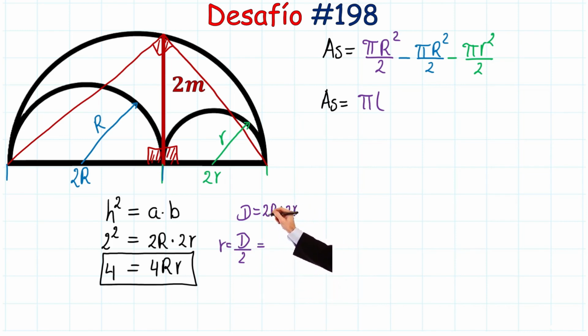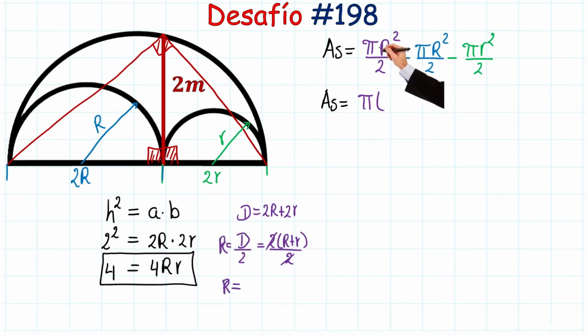But in this 2r plus 2r, we can take out the 2 as a common factor, leaving R plus r over 2. We can simplify this and we have that. The radius, let's write it in uppercase, since here it is capitalized. The radius of this large semicircle will be R plus r. This R here plus this r over there. So we're going to write it down with colors, R plus r.